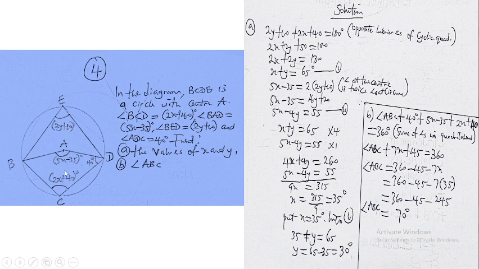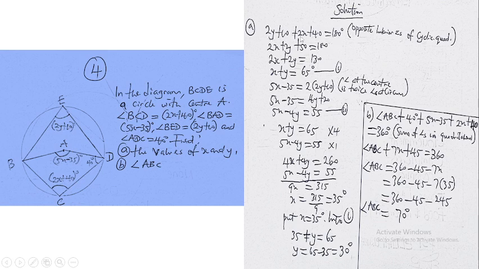Reason: the opposite interior angles of a cyclic quadrilateral are supplementary. That is, they add up to 180 degrees. By so doing, we have 2y plus 10 plus 2x plus 40 equal to 180 degrees.